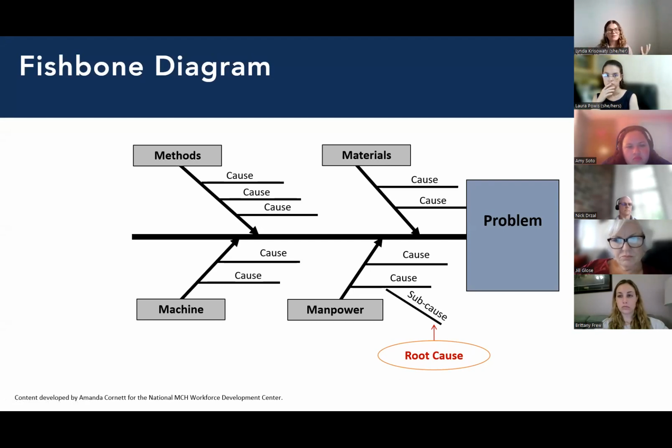Once you have that diagram constructed, you can start to think about any pieces of data or information that you've collected prior to this on those potential causes of the problem, and you would write those on each of these lines that feed into that larger category or theme of the causes. So again, this is just a high-level template of what the fishbone diagram looks like. Next slide, please.